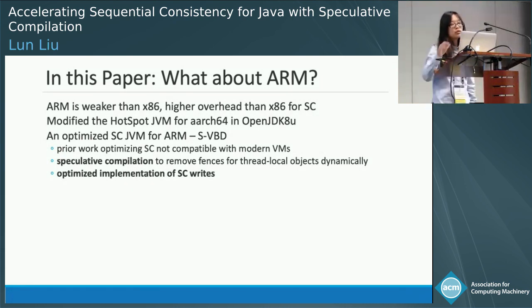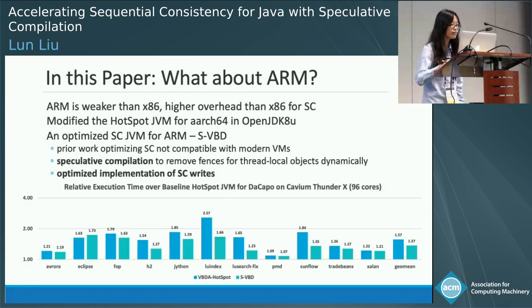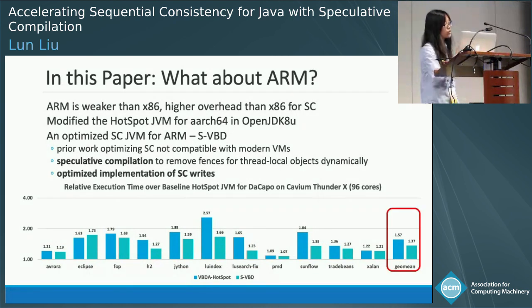But in a volatile-by-default world, everything is volatile, so there's no need to insert additional fences to prevent reorderings between volatile and non-volatile accesses. So that's how we can reduce the fences we insert, and as a result, we can optimize the implementation of SC writes. Just to give you an overview of the results, we're measuring the cost on the DaCapo benchmark. As you can see, with both of those two optimizations combined, we're able to reduce the cost of the DaCapo benchmark from 57% on average to 37% on average.